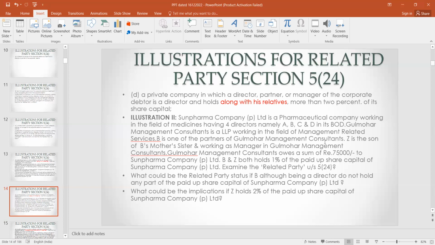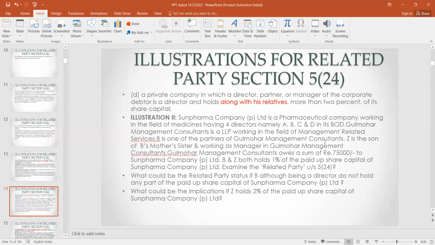Son of B's mother's sister. So mother's sister, mother's brother and sister is covered here, but their son is not covered. Z is the son of B's mother's sister. So mother's sister is covered, but mother's sister's son is not covered. Okay? So accordingly you have to see.